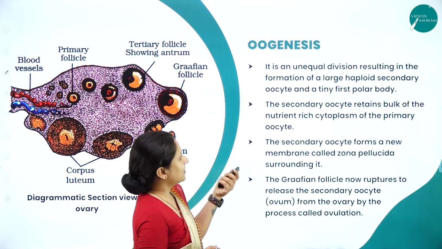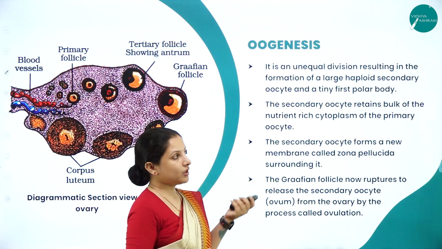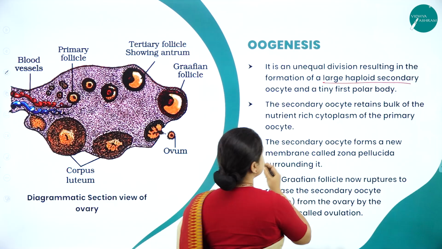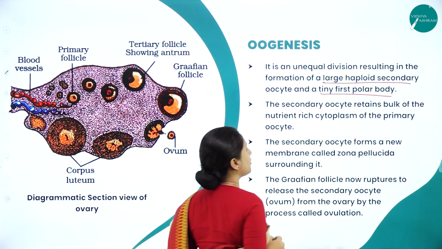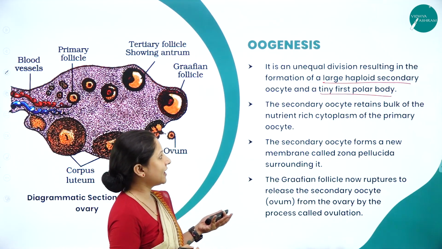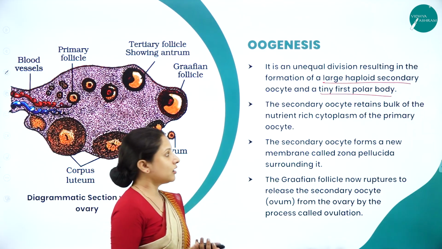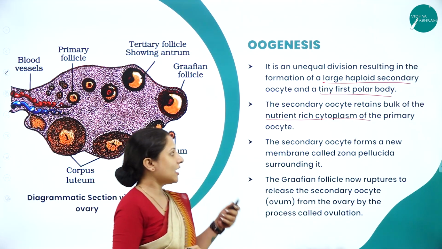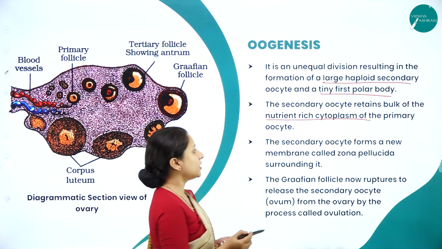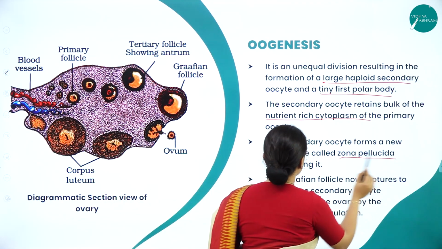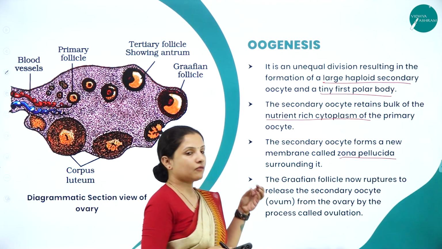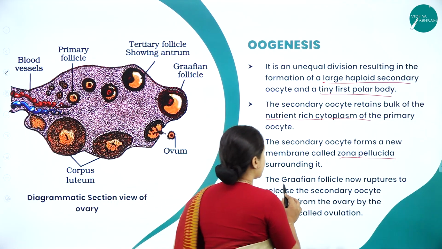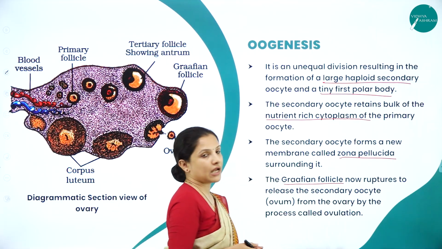Now, it is an unequal division resulting in the formation of a large haploid secondary oocyte and a tiny first polar body. The secondary oocyte will contain a lot of nutrient-rich cytoplasm of the primary oocyte, and it will form a new membrane called the zona pellucida surrounding it. Once the zona pellucida is surrounding it, it will become mature and form the Graafian follicle.